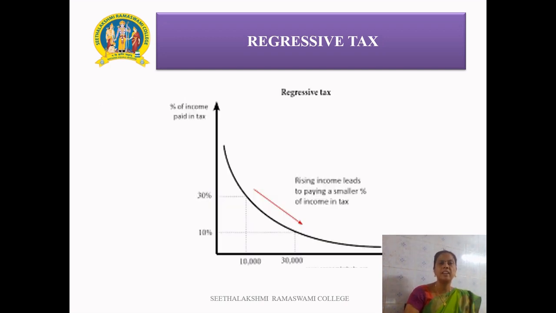Regressive tax is explained with the help of a diagram. 10,000 income group people are taxed at 30% by the government, whereas 30,000 income group people are taxed only at 10%. This clearly shows that rising income leads to paying a smaller percentage of income as a tax. There is an inverse relationship between tax rate and taxable income.